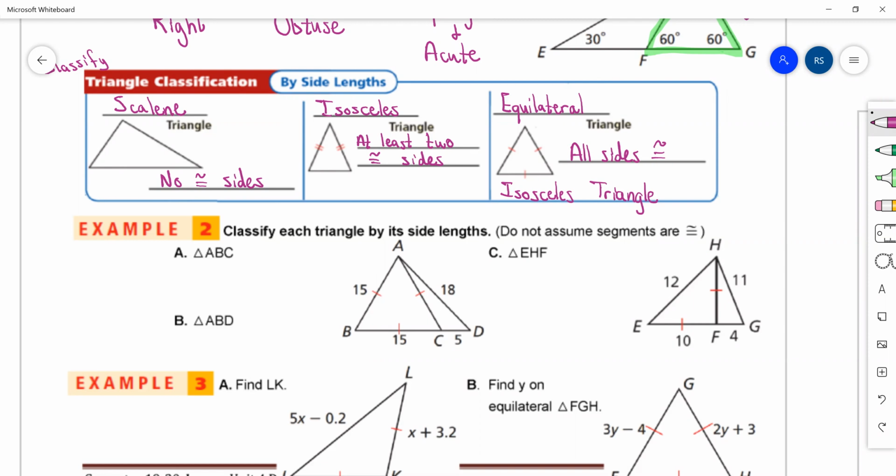Okay, A asks us about triangle ABC. So that triangle. They tell us all the sides are congruent. That's what these red marks mean. So this is an equilateral. All are the same. And all equilaterals are also isosceles.